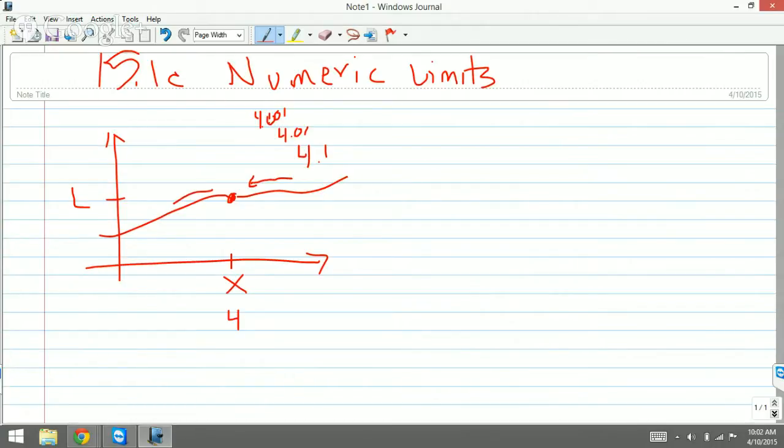Okay, from the left side, I'm going to do like 3.9, 3.99. So we're squeezing in on 4, correct? We're coming in from both sides because the limit requires both sides to be the same number. We're going to the same spot. Hopefully, both of these sides get us to the same number, our limit.